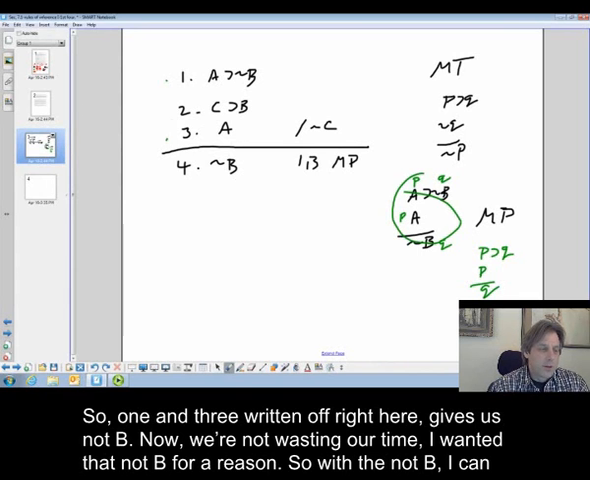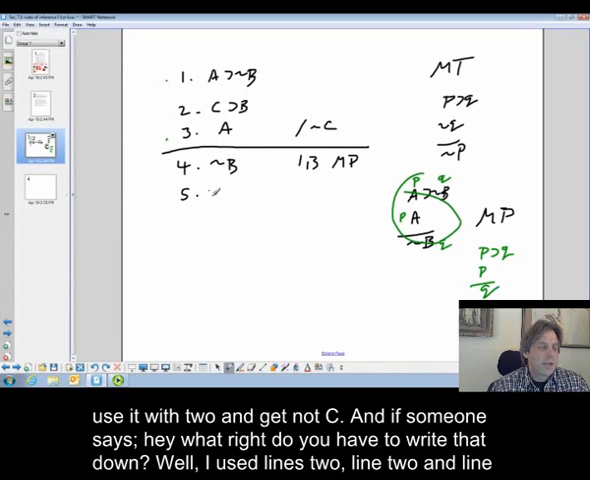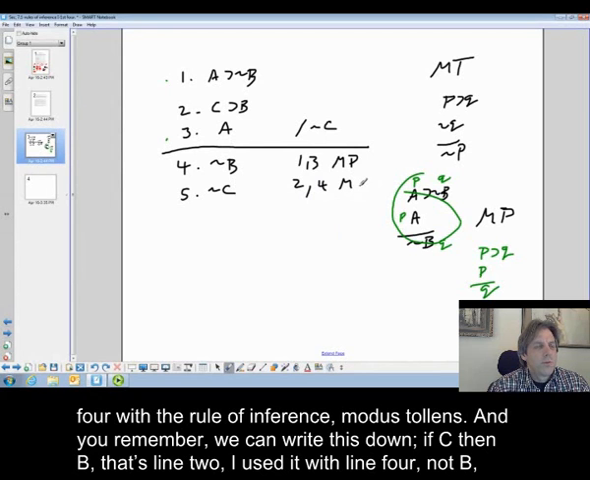Now we're not wasting our time. I wanted that not B for a reason. So with the not B, I can use it with 2 and get not C. And if someone says, hey, what right do you have to write that down? Well, I use line 2 and line 4 with the rule of inference, modus tollens. And remember, we can write this down. If C then B, that's line 2.